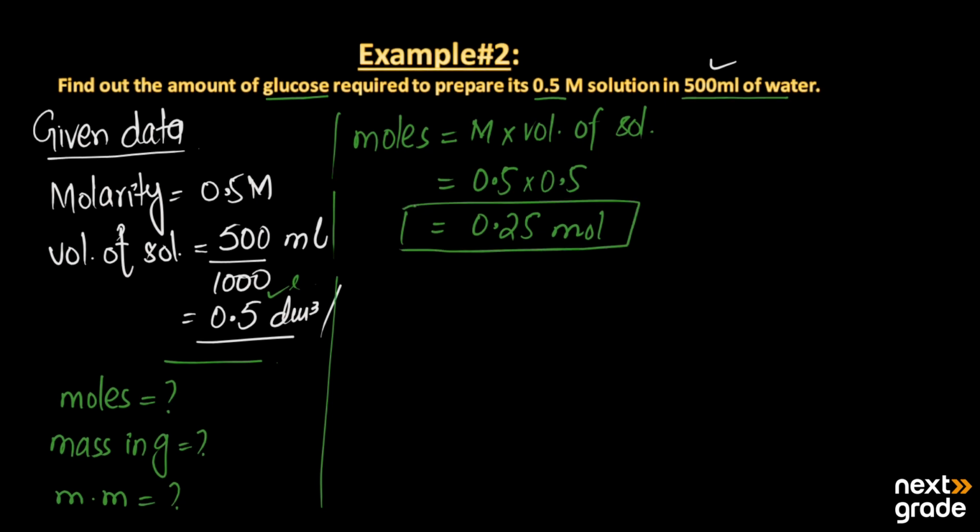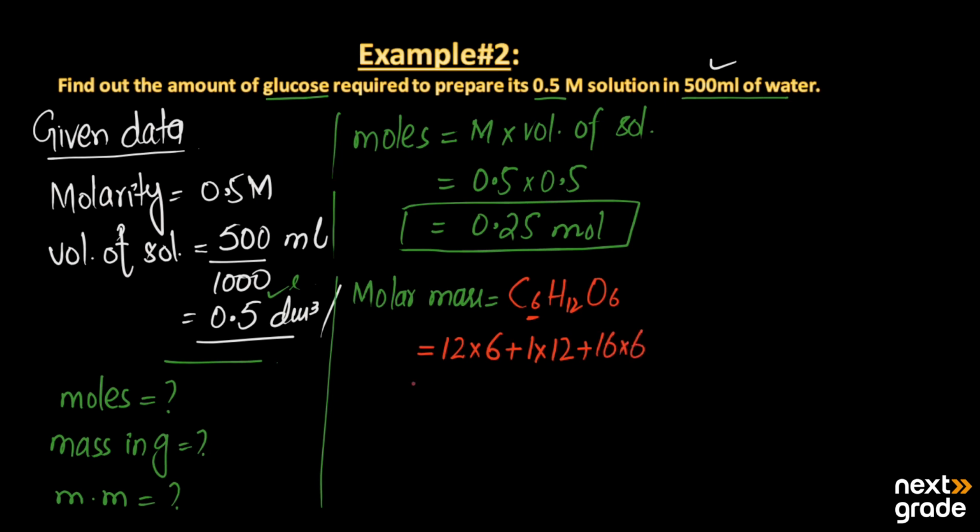Now we have the moles. To find the mass of substance in grams, we need to know the molar mass of glucose. For the molar mass of glucose, we need to know the formula, which is C6H12O6. The mass of carbon is 12 multiplied by 6, plus hydrogen 1 multiplied by 12, and oxygen 16 multiplied by 6, and their sum is 180 gram per mole. So this is the molar mass.